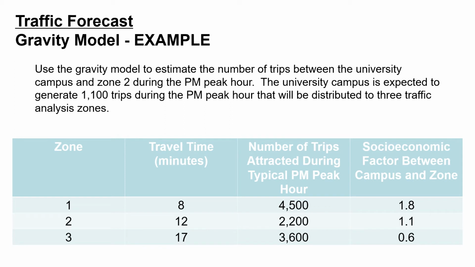And then finally, there's a socioeconomic factor between the campus and each zone. The higher that factor is, the more relationship there is. So, for instance, if we're thinking about it in the context of a university campus and how we're going to distribute those trips, those would be things like, is there affordable housing for college students? The higher that factor is, that's telling us there's a strong relationship between these two zones, campus and the zone, and that there's housing opportunities there, or there's attractions that they would want to travel to. The lower values represent lower likelihood or lower relationship between the campus and that zone.